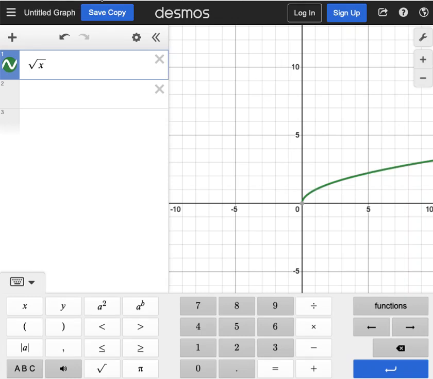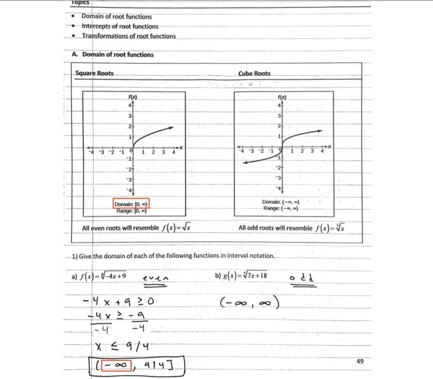Hey there, I got your question regarding the even root and why the domain on this one is going from 0 to infinity and why on this one is going from negative infinity to a value. The reason is that negative right there that's attached to the x.